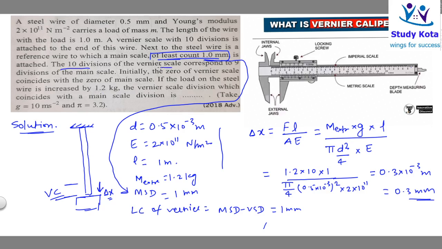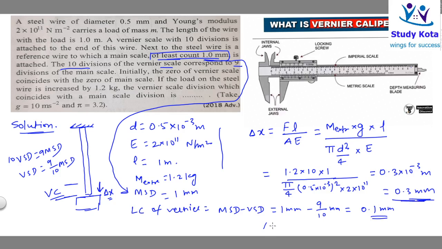10 divisions of the vernier scale correspond to 9 divisions of the main scale. So 10 VSD is equal to 9 MSD. So VSD would be 9 by 10 MSD. So you can write 9 by 10 mm. Okay. So after calculating, we are getting 0.1 mm. So in one division, it gets the value of 0.1 mm. So for 0.3 mm.